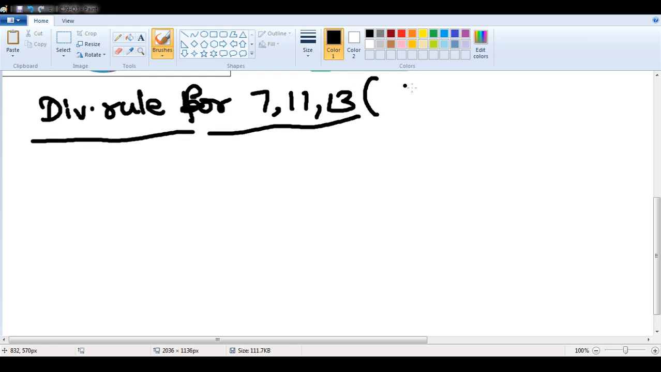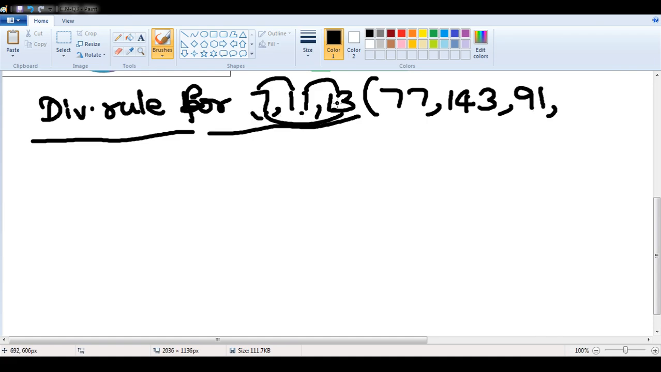This divisibility rule is also valid for 7 into 11, 11 into 13, which is 143, 7 into 13, which is 91, and 7 into 11 into 13, right? For all these, the same divisibility rule applies.